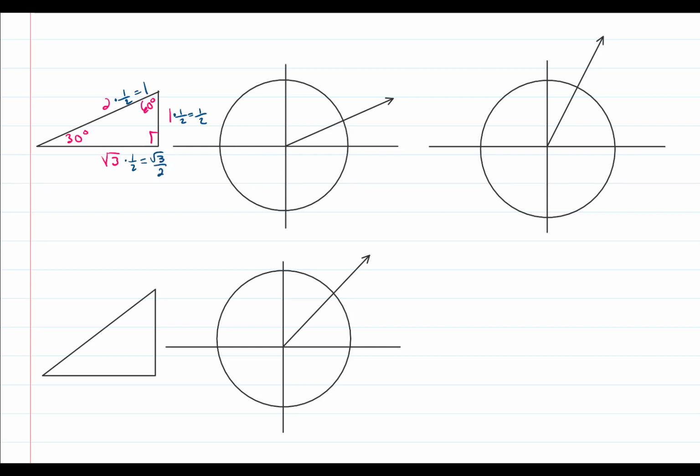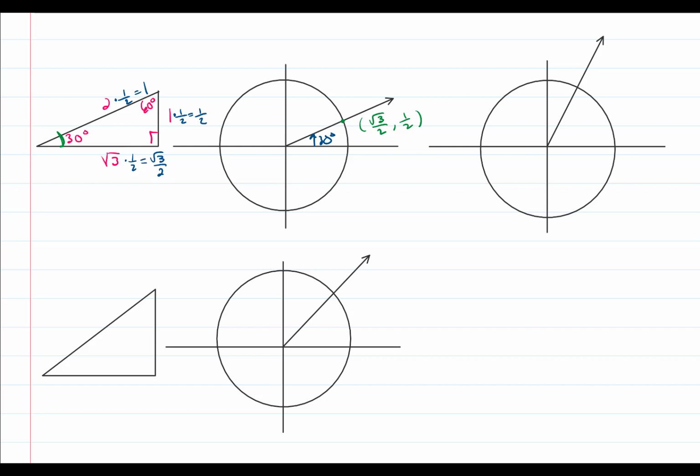What I now know is that for the angle of 30 degrees, the point where the unit circle intersects the terminal side of this angle will be equal to the x-coordinate of square root of 3 over 2 and the y-coordinate of 1/2. And again, that comes from the horizontal distance here. So the horizontal side or the adjacent side of this triangle according to the 30 degree angle is square root of 3 over 2 and the vertical distance is 1/2.